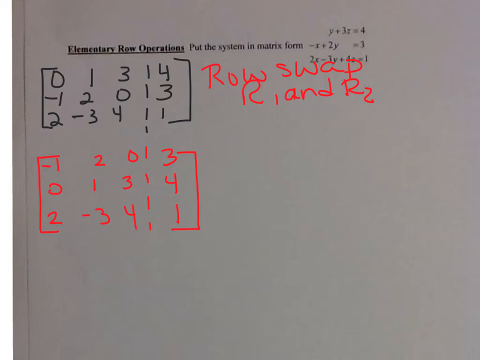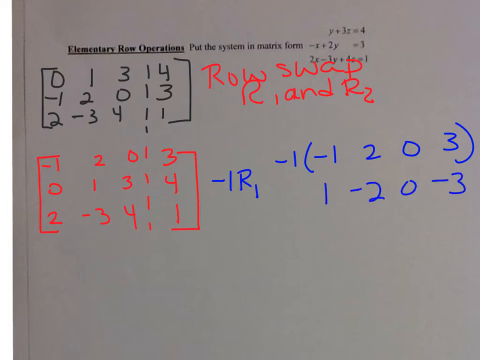Okay, now let's do negative 1 times row 1. So I want you to put, on the side, negative 1 times, and now you're going to put your first row: negative 1, 2, 0, 3. Just like we did before with Gaussian, right? But you have to actually write the entire equation. So you're just going to write the numbers down. So it's going to be distribute the negative 1. You get 1, negative 2, 0, negative 3.